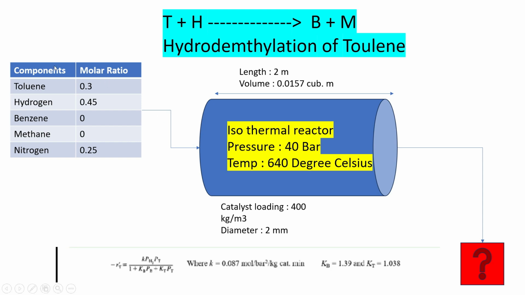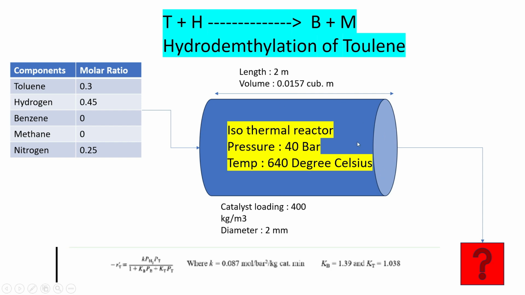On my left hand side, you can see there is a component and molar ratio. So toluene is 0.3, that is 30%. Hydrogen is 45%. There is no benzene and methane in the feed, hence it is 0. And nitrogen, we have an inert gas which is inserted, that is 25%. Also, since it is a plug flow reactor, we are given the length of the plug flow reactor, that is 2 meter, and volume is given, that is 0.0157 cubic meter.